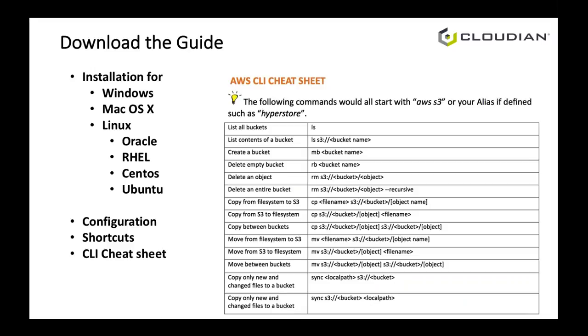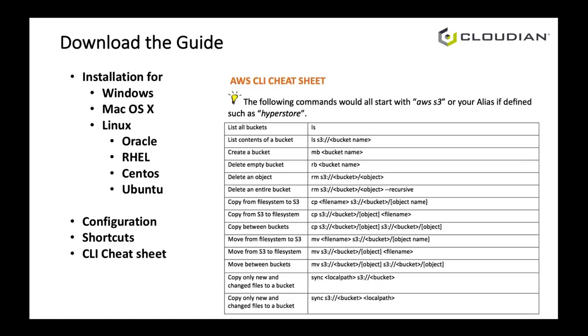So before we get into this, the first housekeeping item is if you look at your GoToWebinar panel, there is a little tab called Handouts. There's 5 of them in there, and the most important one is this AWS CLI guide.